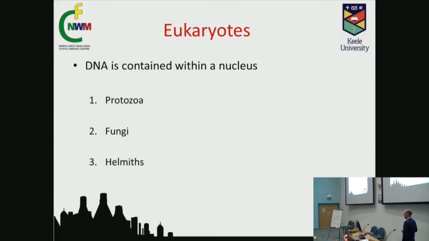So, we've spoken a little bit about viruses, a little bit about bacteria. In contrast to viruses and bacteria, eukaryotes basically have their DNA within a nucleus. Okay, so this is different to what we've spoken about previously. And I'll very briefly, because I think this is pretty small print, talk about the three eukaryotes, which are protozoa, fungi, and helminths.